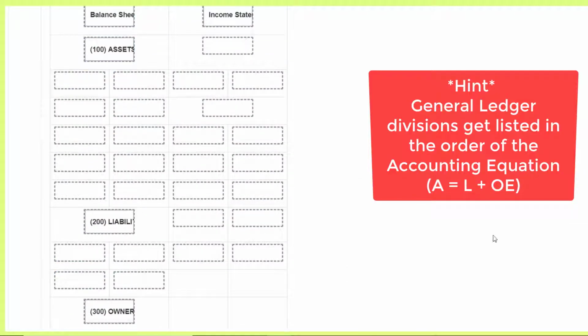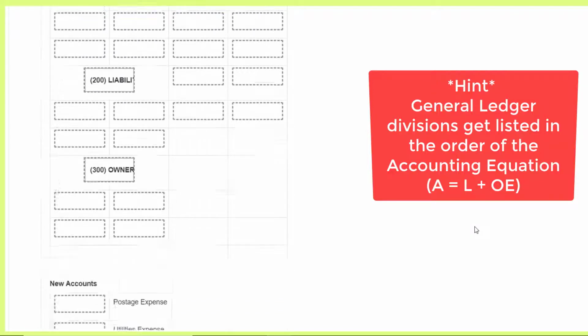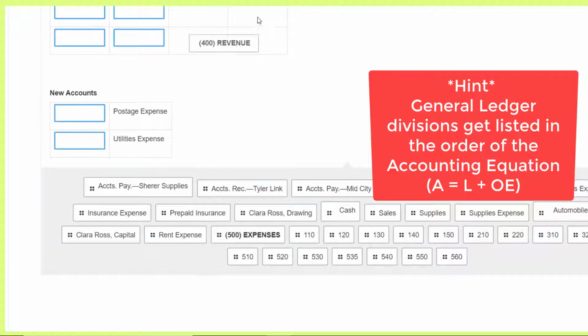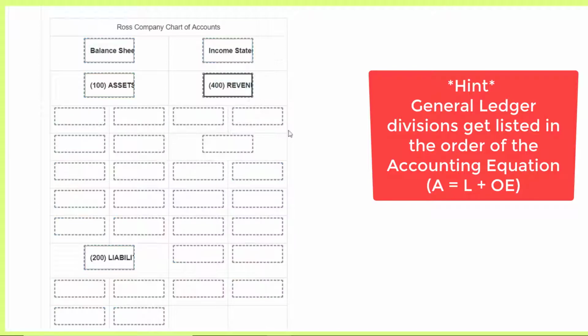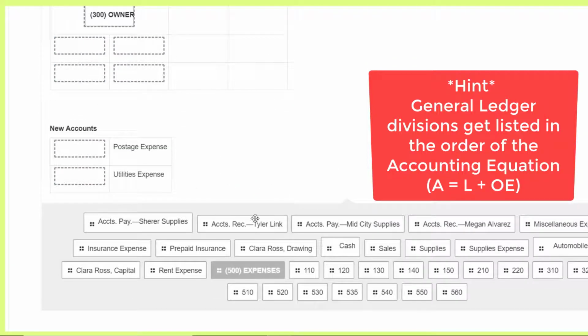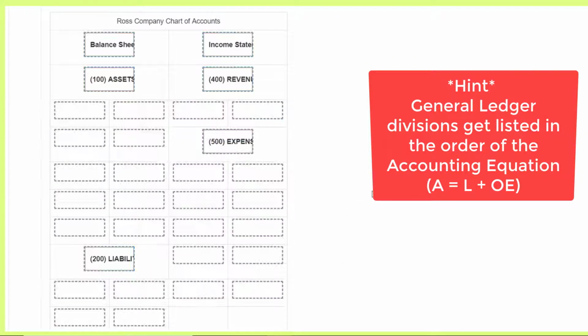And then on the right, I'm going to break down my two types of owner's equity. So the first type is the one I like more. It's when I make money. That's going to be revenue. And the second type of owner's equity is going to be expenses.